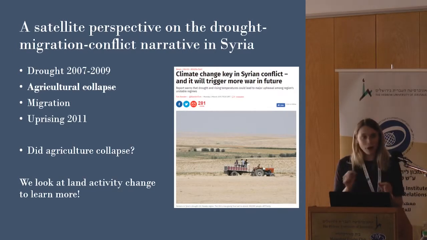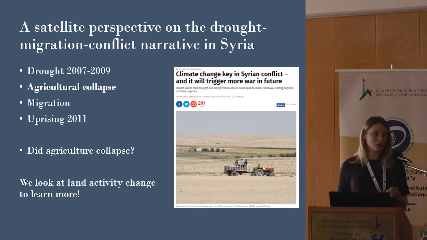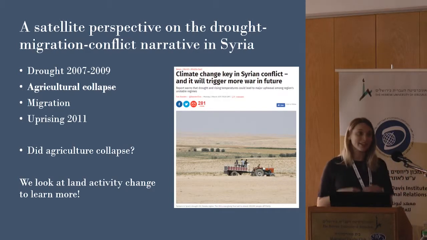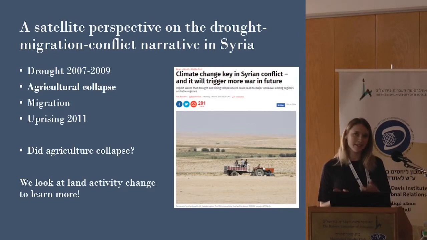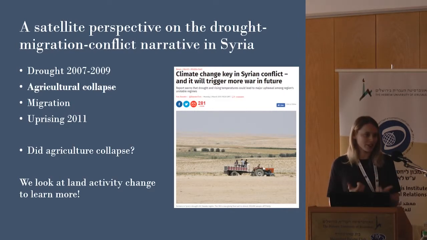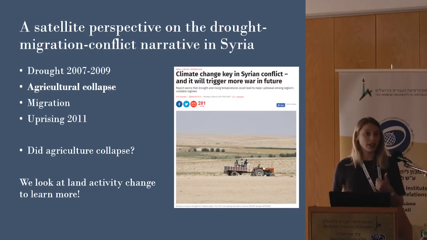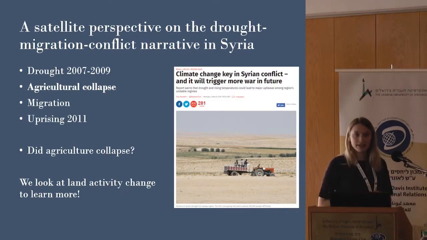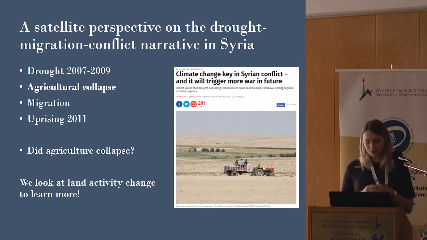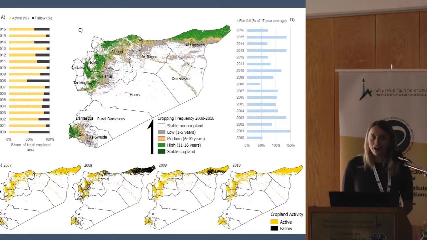So I focus on a small part of this narrative. I want to know if agriculture really collapsed, in the sense of a really big shift in the way that the agricultural system works. And some signs of that would be to look for land abandonment, that large areas are not being used anymore. So I look at land activity change based on this data set that I have to learn more about it. And this is what we find.